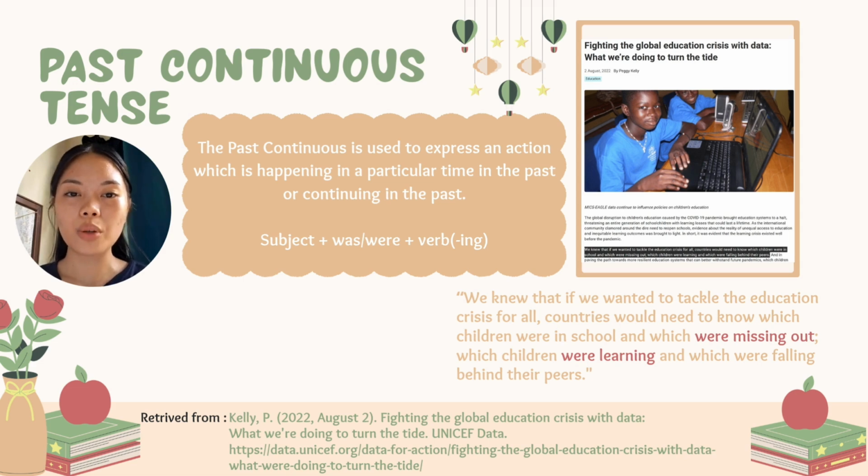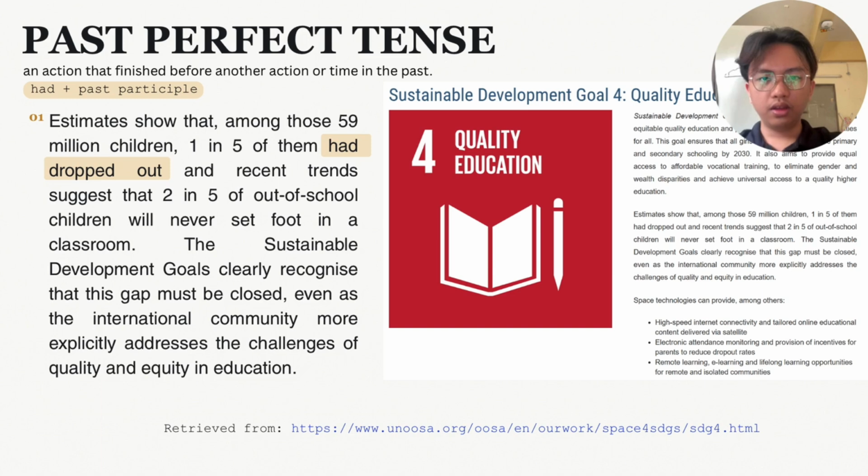So the words in bold are the continuous verb phrases. Past perfect tense. Past perfect tense shows an action that finished before another action or time in the past. It is identified by subject plus had plus past participle.